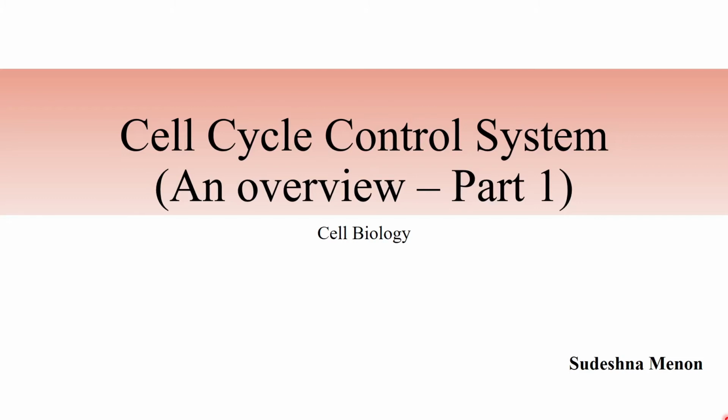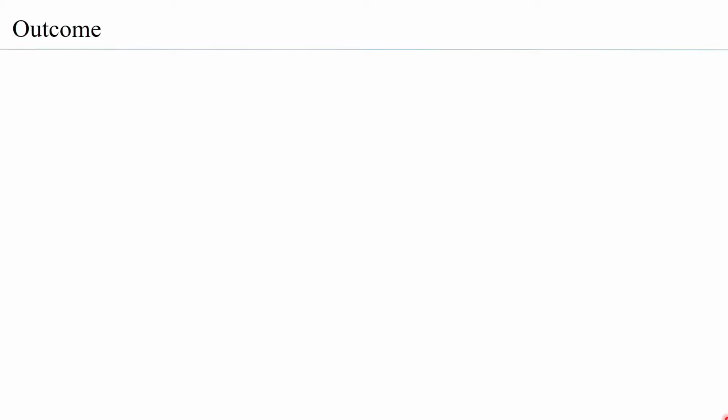Now, why is the control important? Because one does not want that after cell division, the two daughter cells obtained do not have proper genetic information or have damaged genetic information. That is not wanted. So therefore, it has to be regulated. Secondly, if it is uncontrolled, then it can lead to diseases like cancer. So let us look at the learning outcomes of this session.